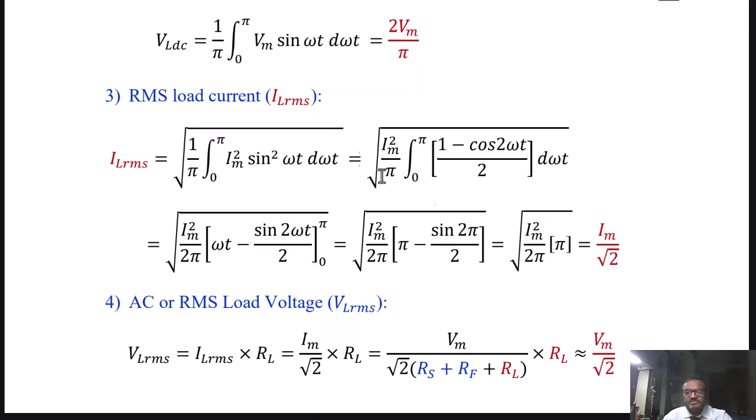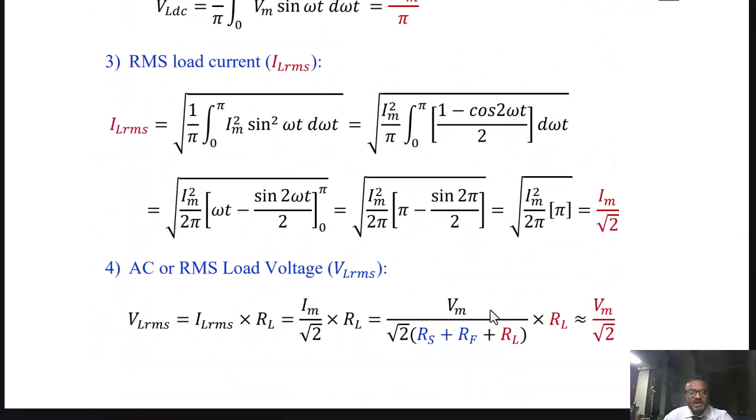Solve this equation. Since sine square omega t is 1 minus cos of 2 omega t by 2, then solve the integral and substitute the limits. So we get under radical sign Im square by 2 pi in bracket pi minus sine of 2 pi by 2, and that simplifies to Im by root 2. So ILRMS is estimated to be Im by root 2, where Im value is same as what we have mentioned earlier.